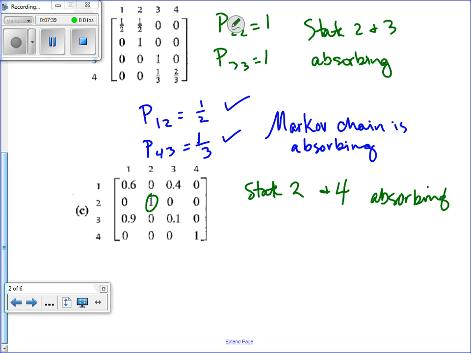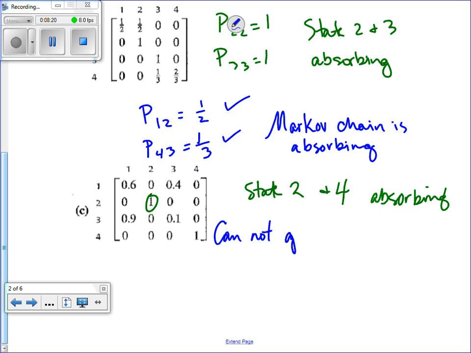Now, do I have non-absorbing states going into those absorbing states? So 1 to 2 is 0, so that doesn't go into it. 3 to 2 is 0, so that doesn't go into the absorbing state. So I'm going to check the other one. I've got 1 to 4, that doesn't work, and 3 to 4 is also 0. So I don't have a non-absorbing state going to an absorbing state.